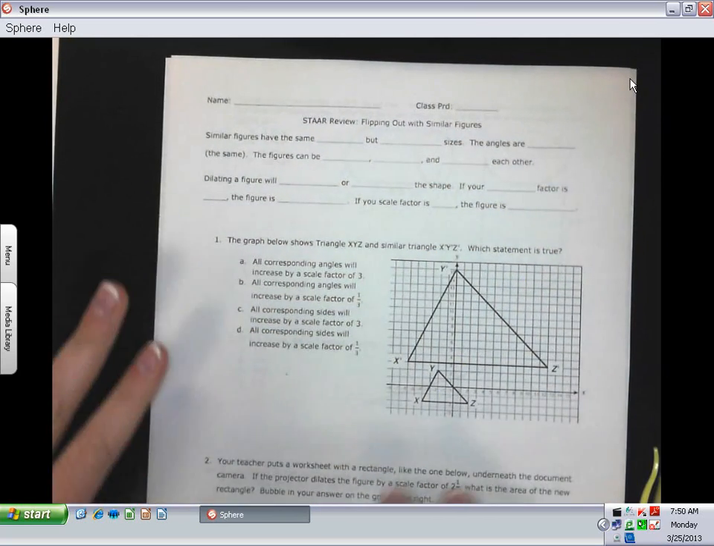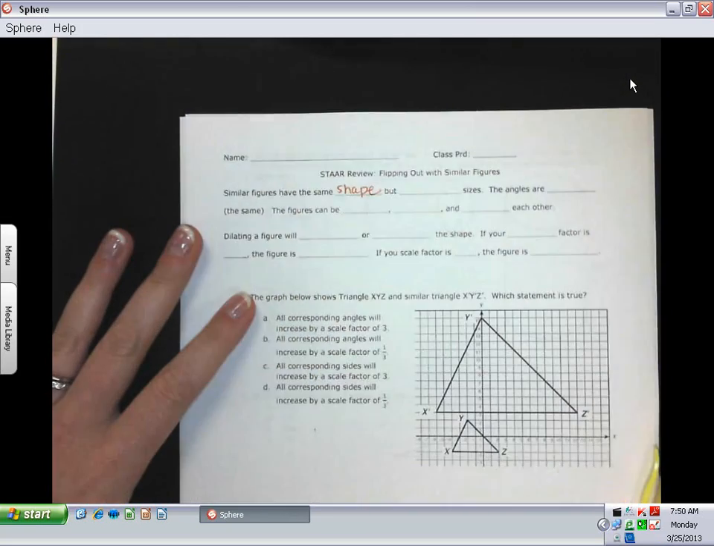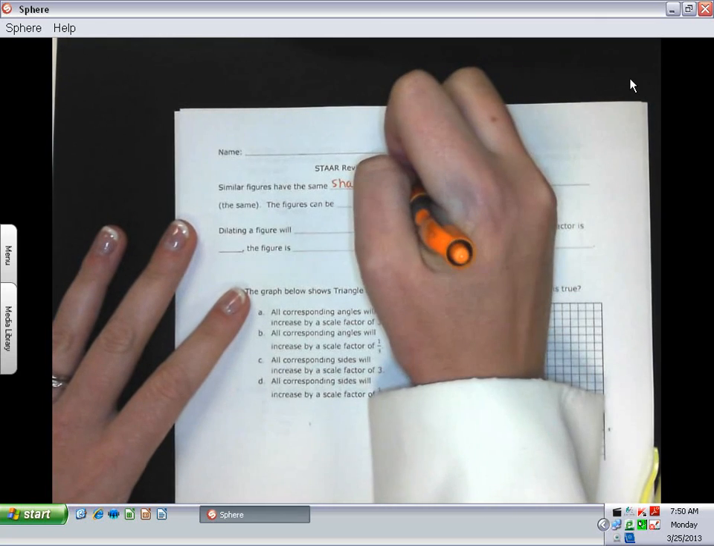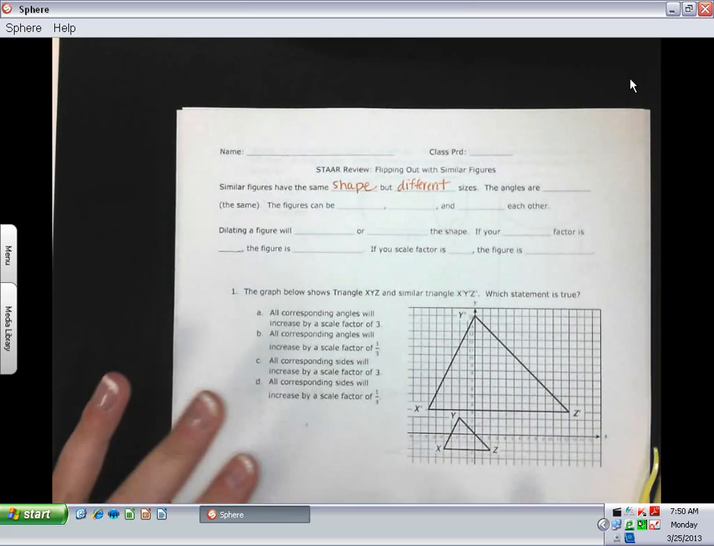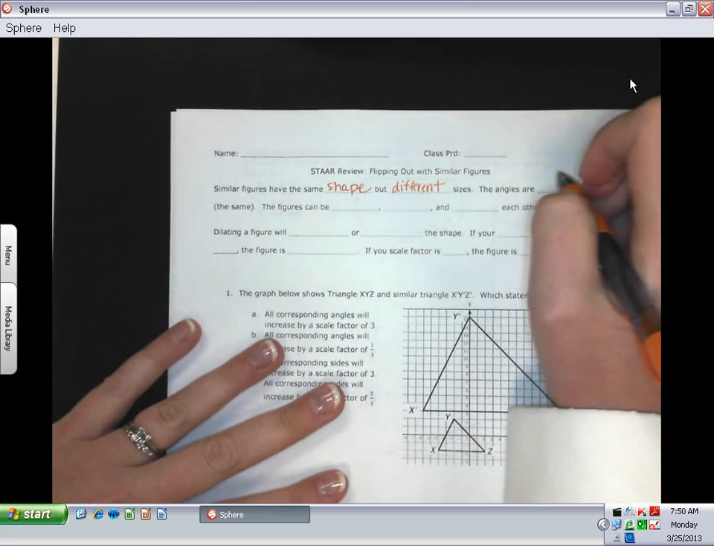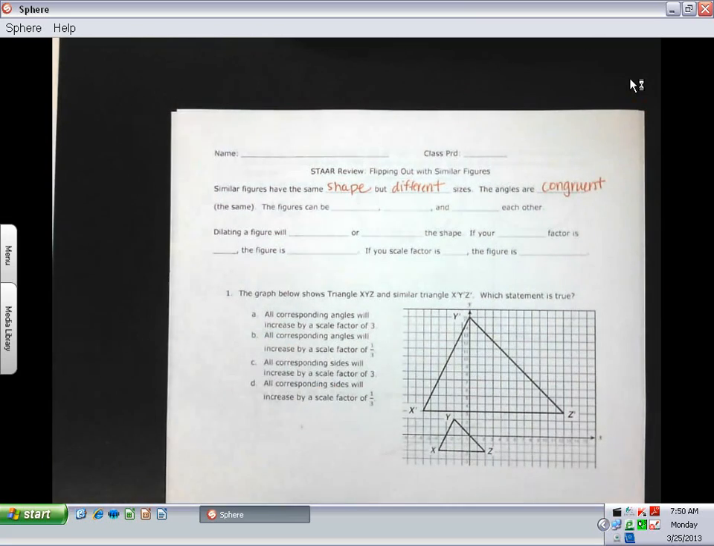It says similar figures have the same shape, but they have different sizes. Similar figures have the same shape and different sizes. If you remember, the angles are congruent, which means they are the same. So the two figures have the same angle measurements.